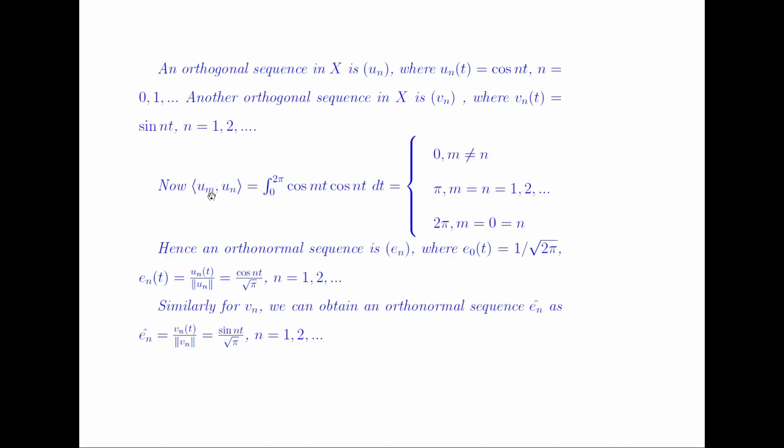Now if we take the inner product of u_m and u_n, we get the integral from 0 to 2 pi of cos mt cos nt dt. After solving this integral, we know that it is equal to 0 when m is not equal to n, and when m is equal to n, we have pi. And when m and n are 0, this is 2 pi. Hence an orthonormal sequence is e_n, where e_0 is equal to 1 over root 2 pi, and e_n is equal to u_n over the norm of u_n, which is cos nt divided by root pi. Similarly, we can obtain the orthonormal sequence for v_n, which is v_n over the norm of v_n, equal to sin nt over root pi.